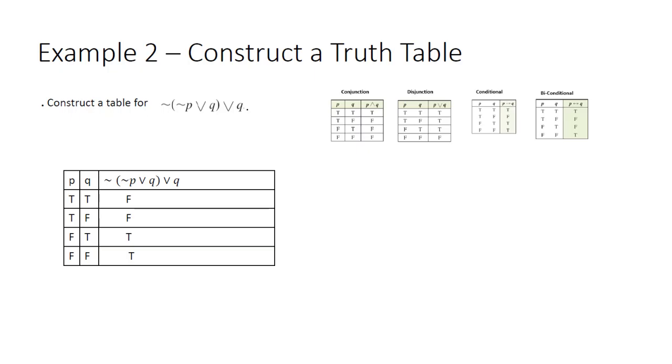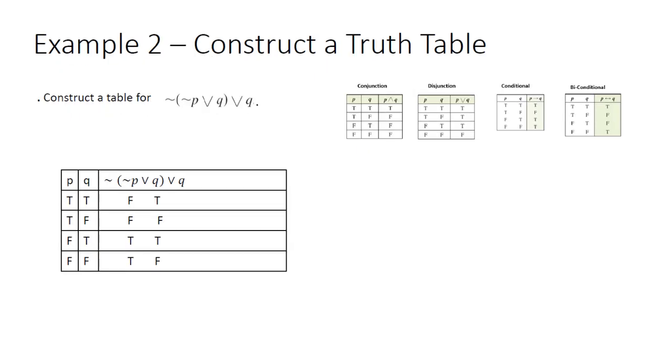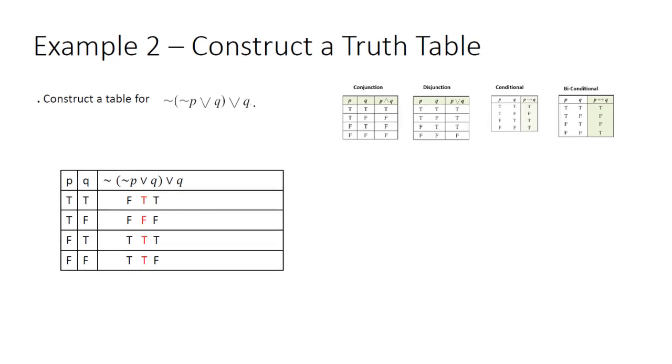Next, I have Q, so I'm going to copy exactly the same values of Q. Now, once you have those, there's a symbol in between them, which is the OR symbol, the disjunction. The disjunction is true as long as one of them is true. So to find the value of that parenthesis, I'm going to put it in between those letters. If one of them is true, then the red letter is going to be true.